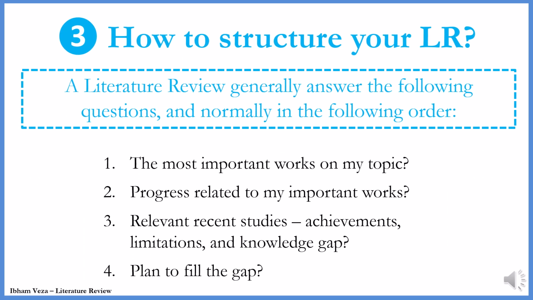3. Structure your literature review like a clear roadmap. To make your literature review easy to follow, structure it like a roadmap, answering 4 key questions, usually in this order. What are the most important works on my topic? Start by introducing the foundational studies. How have things progressed in relation to those key works? Show how the research has evolved over time.